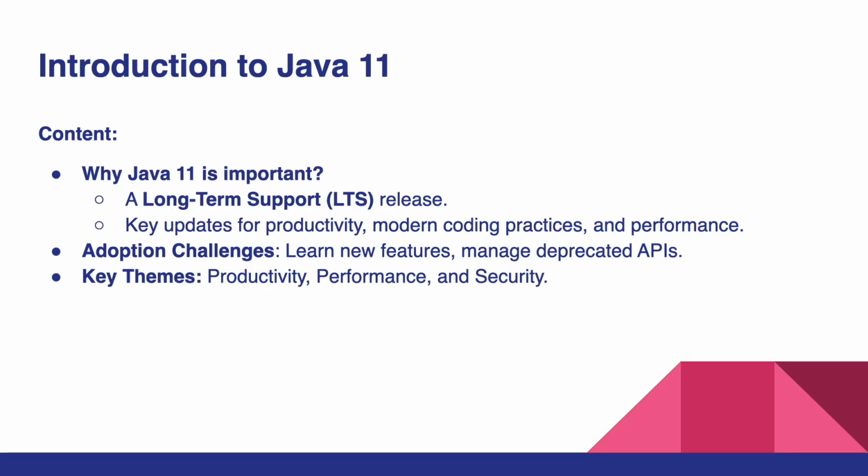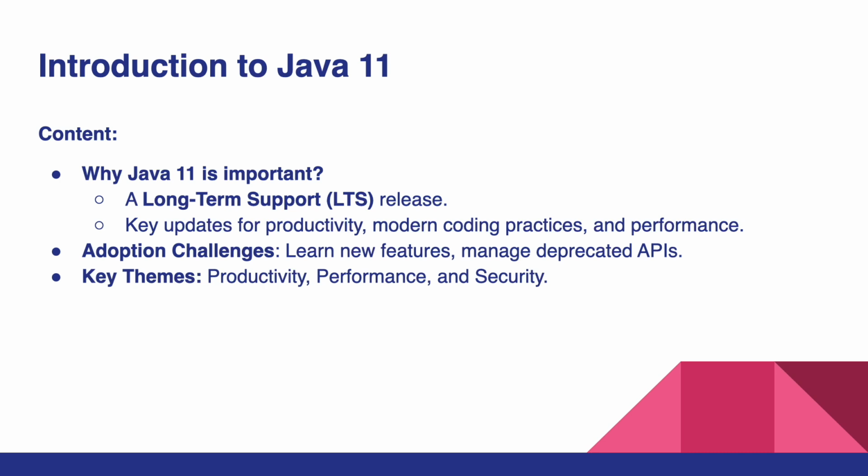Java 11 holds immense significance in the developer community as it is a long-term support release, ensuring updates, fixes, and stability for the foreseeable future. This makes it a solid choice for production environments. But Java 11 is more than just stability, it's about enabling modern coding practices, improving performance, and strengthening security.